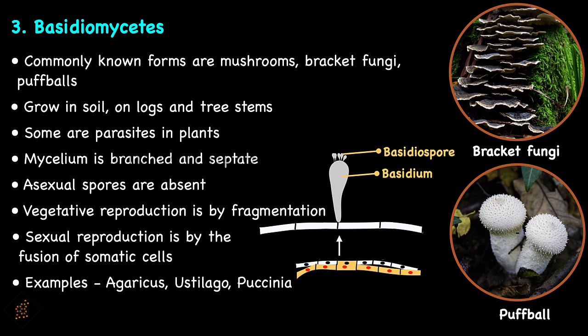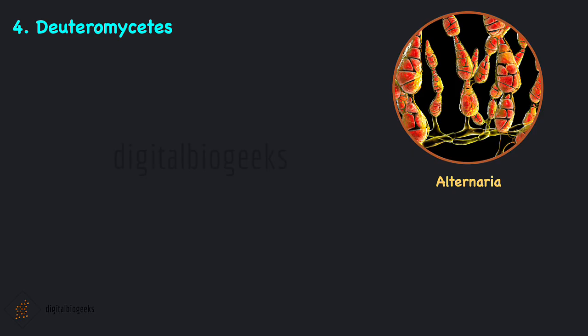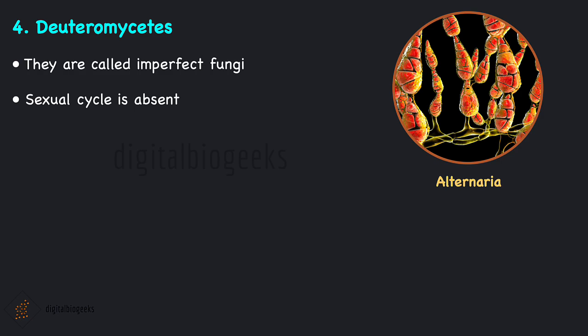Examples are Agaricus, Ustilago and Puccinia. Puccinia is also called rust fungus. We learned about Puccinia earlier in this video, which causes wheat rust disease. An example of Deuteromycete is Alternaria. They are called imperfect fungi because they lack sexual cycle. As they lack sexual cycle, they are called imperfect fungi.